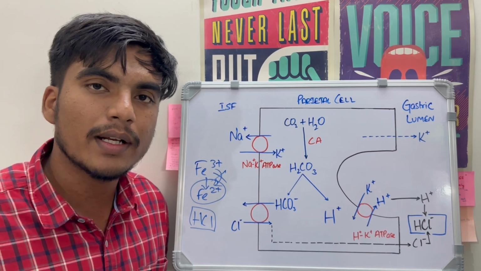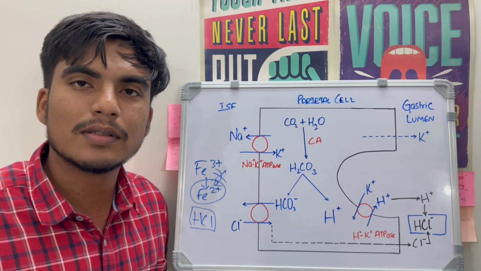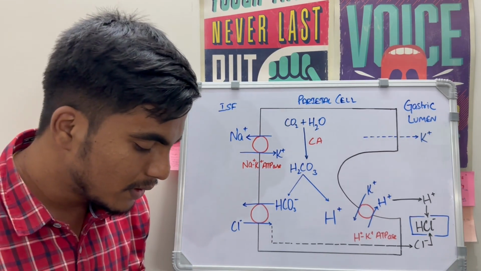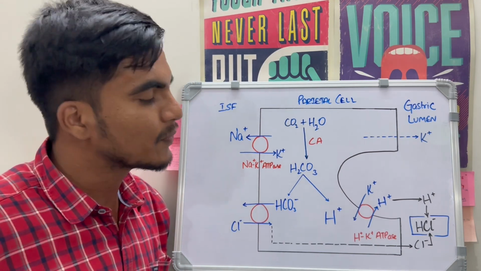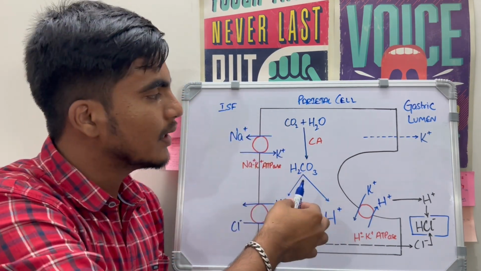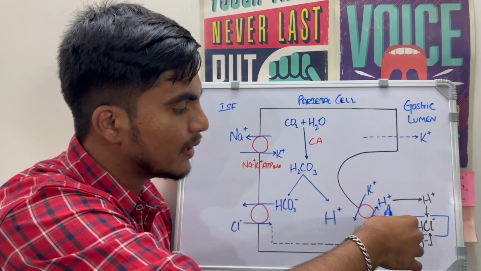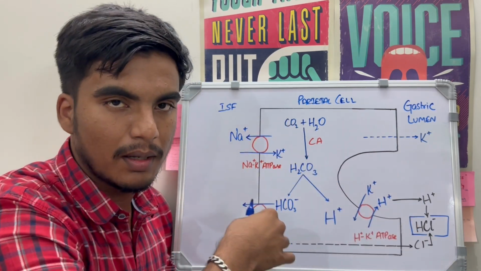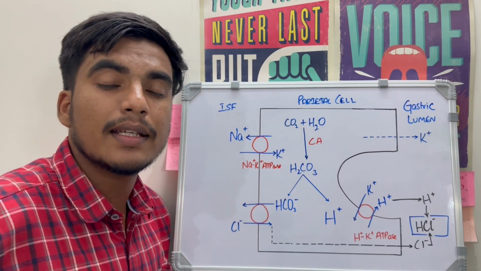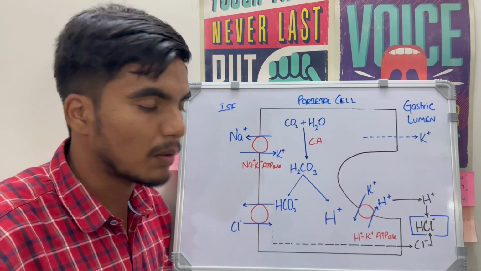Pepsin is an active product. It breaks down complex protein molecules into smaller protein molecules. On to the mechanism of HCl secretion, right? So what do we have here? This is a parietal cell from where the HCl secretion occurs. This is the apical membrane and this is the basolateral membrane. Parietal cells are present in the fundus and the body of the stomach.